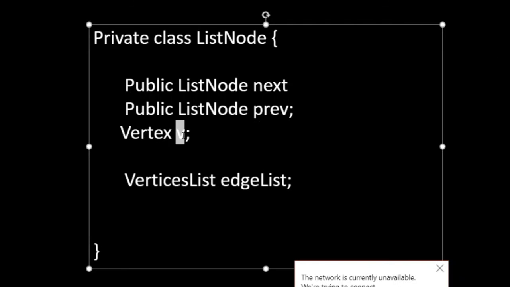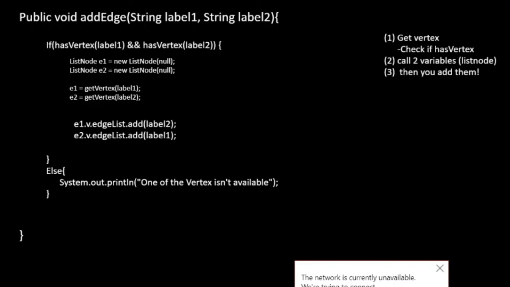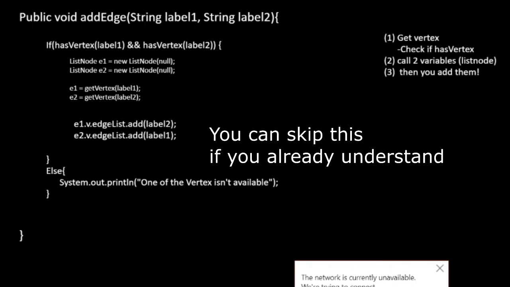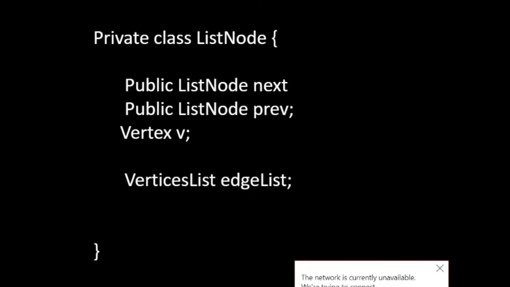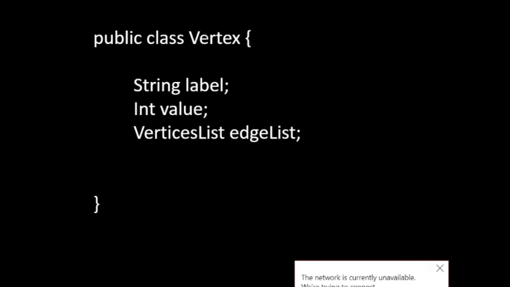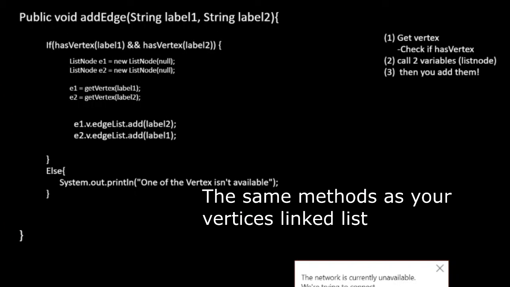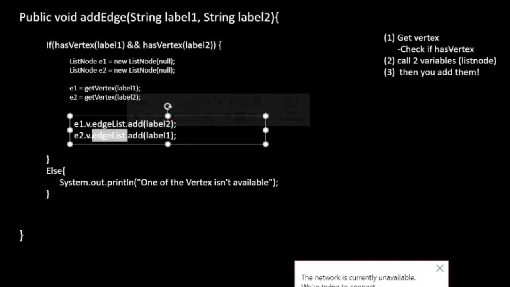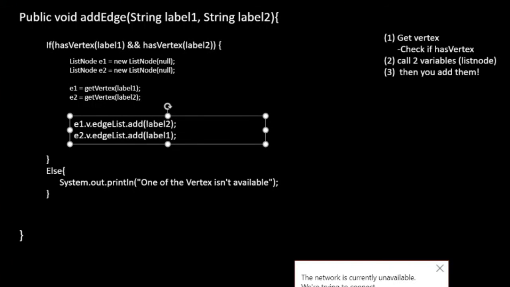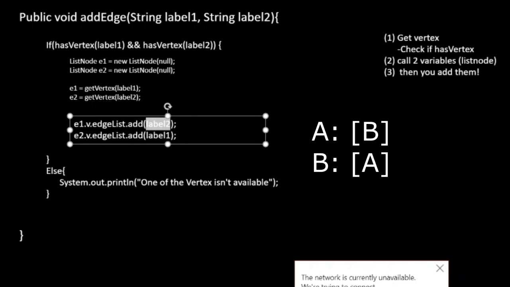So since list node has vertex v, it's gonna go to the list node e1.v.edgelist.add. How it happens is it goes to e1 list node .v, enters the vertex, enters the edge list here, and in this edge list there are all sorts of methods. One of it is add. It's basically the same thing as add vertex because it has its own linked list. You're just adding it into the edge list instead of the normal vertex list. So you add it in, and for edge 1 you add the edge for label 2, and then same goes for edge 2, you add it for label 1.